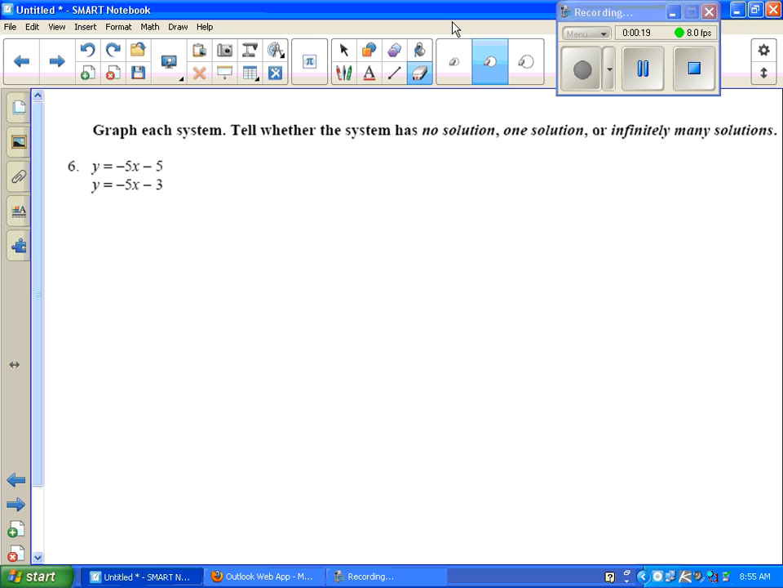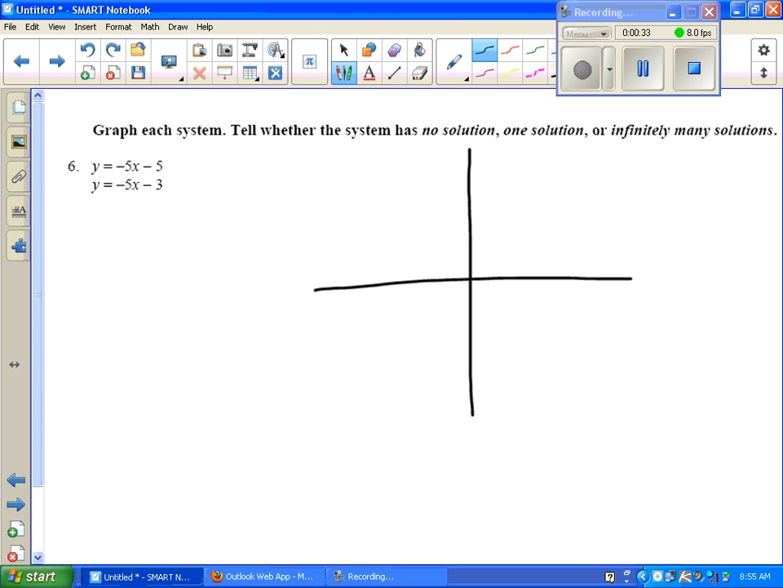A quick sketch of these graphs, rather than graphing them perfectly, will do an okay job of telling you these answers right here, 1, 2, or 3. No solution, one solution, or infinitely many. If you graph these, notice their b values are -5 and -3, so we're going to have to start way down here.